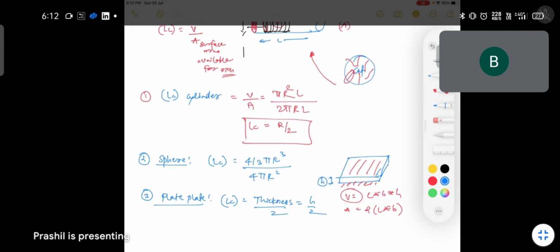Then I'll define one new definition, that is the effectiveness factor. Similar to heat transfer, here we have the effectiveness factor.